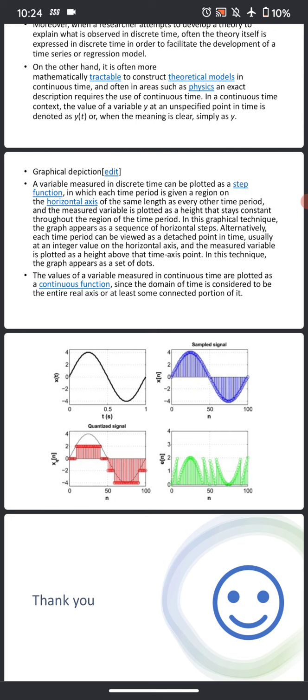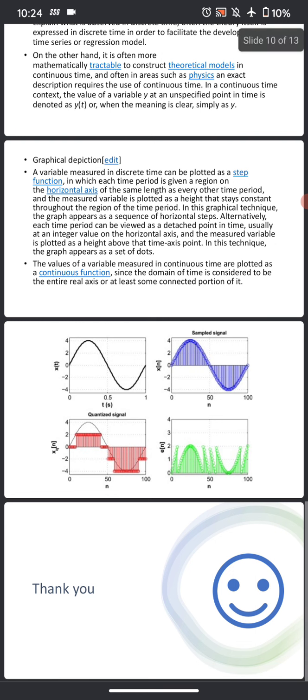Alternatively, each time period can be viewed as a detached point in time, usually at an integer value on the horizontal axis, and the measured variable is plotted as height above the time axis point. In this technique, the graph appears as a set of dots. The values of variable measured in continuous time are plotted as a continuous function, since the domain of time is considered to be the entire real axis or at least some connected portion of it.